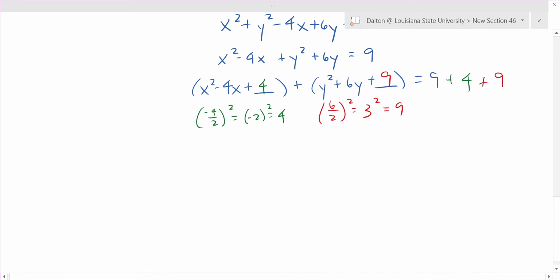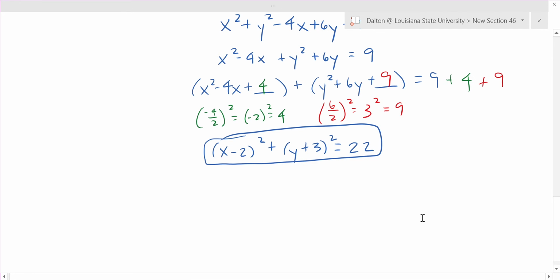Now you can rewrite your trinomials as binomial squares, and then that ends up being x minus 2 squared plus y plus 3 squared is equal to 9 plus 4 plus 9 ends up being 22. And that ends up being your final answer. This circle would have a center point of 2, negative 3 and a radius of the square root of 22.